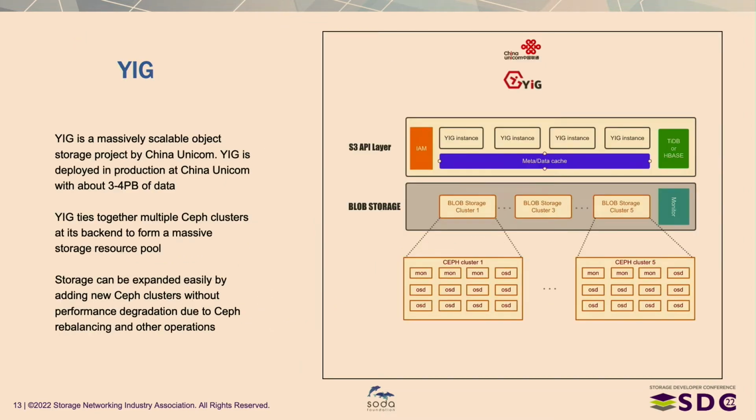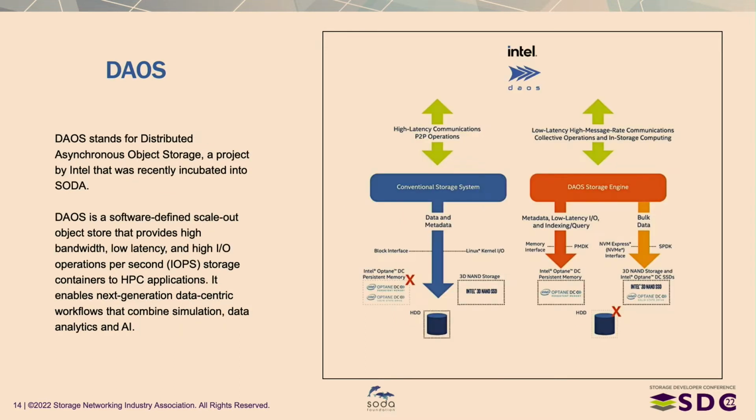Just a few examples. YIG came from China Unicom. This is a Ceph cluster-based, massively scalable object storage project. Currently, YIG is being deployed in China Unicom's data center. Another project is DAOS, which came from Intel. It's a software-defined scale-out object storage. It's for HPC applications.